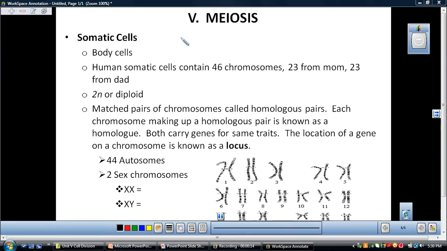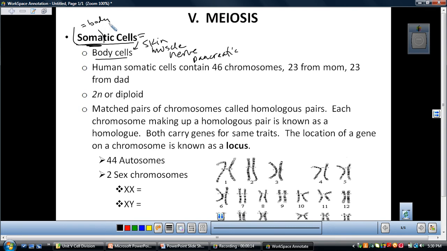Okay, so on the first slide, you see a vocabulary term called somatic cells. These are body cells. You can see them listed right here, such as skin cells, muscle cells, nerve cells, I can keep on going, pancreatic cells, stomach cells. Basically, every single cell in the body, with the exception of sex cells, falls into this category. Soma, the prefix in Latin, means body. So these are body cells.